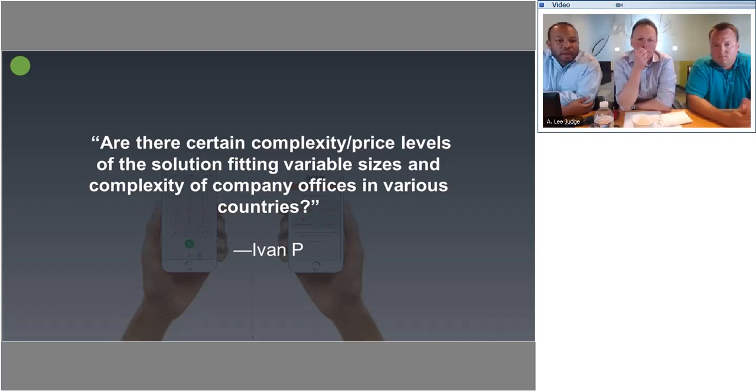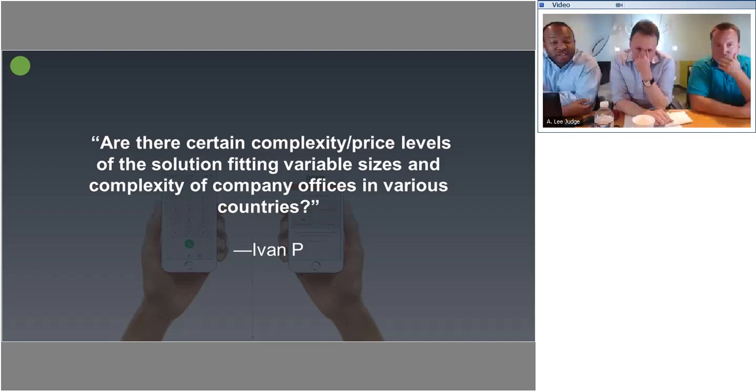Okay. The next question, coming in from Ivan, says, are there certain complexity or price levels of the solution fitting variable sizes and complexity of company offices in various countries? Okay. I guess Ivan's really asking what's viable for Visual IVR, at which point is the ROI there.